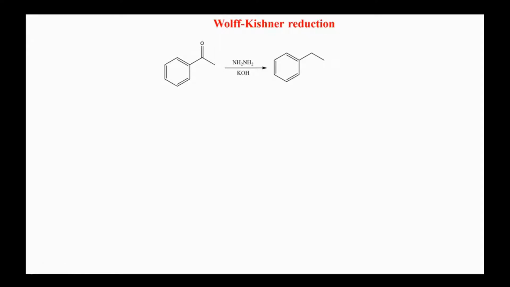This reaction is called Wolff-Kishner reduction. Simply we are converting aldehyde and ketone into alkanes. Again, this is a functional group interconversion, so we are converting the aldehyde or ketone functional group into alkanes or sp3 containing organic compounds. So how does this happen? Let's have a look at the mechanism of this reaction.